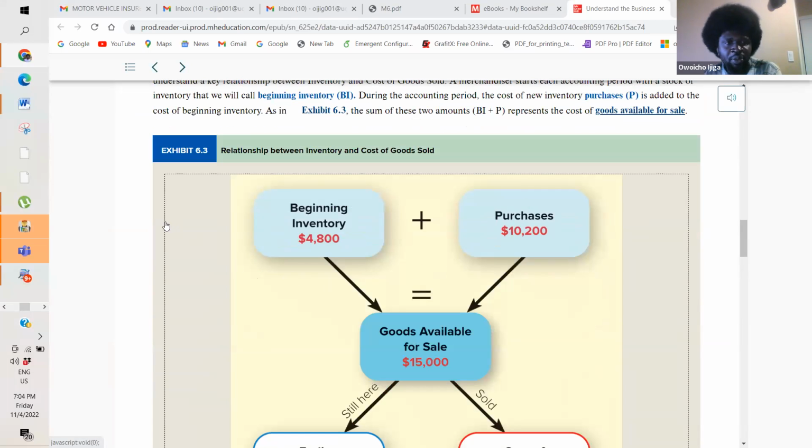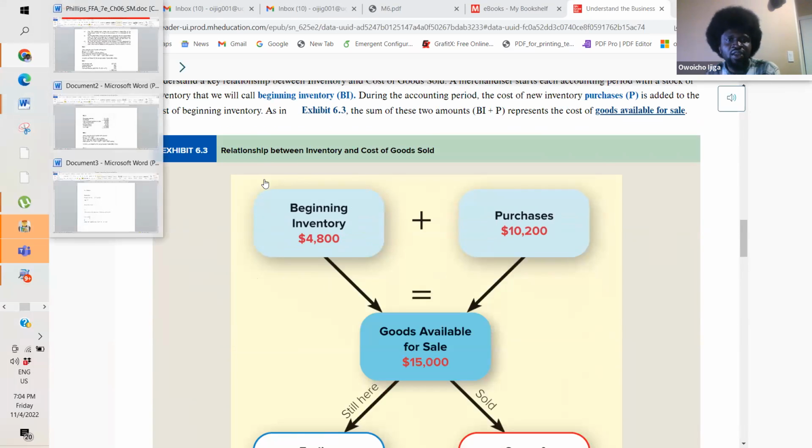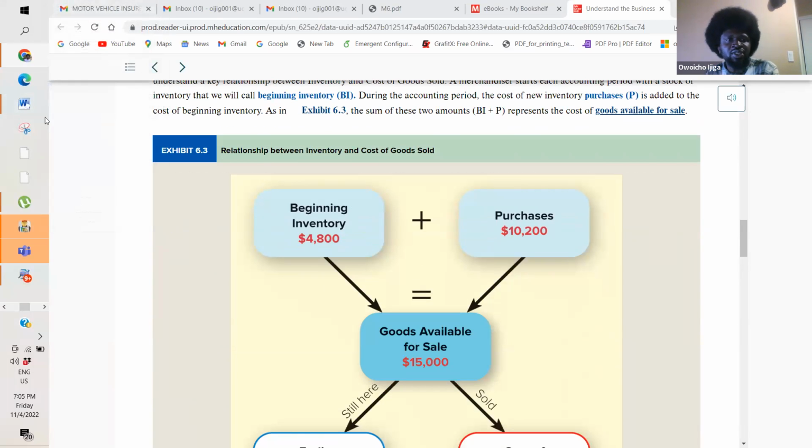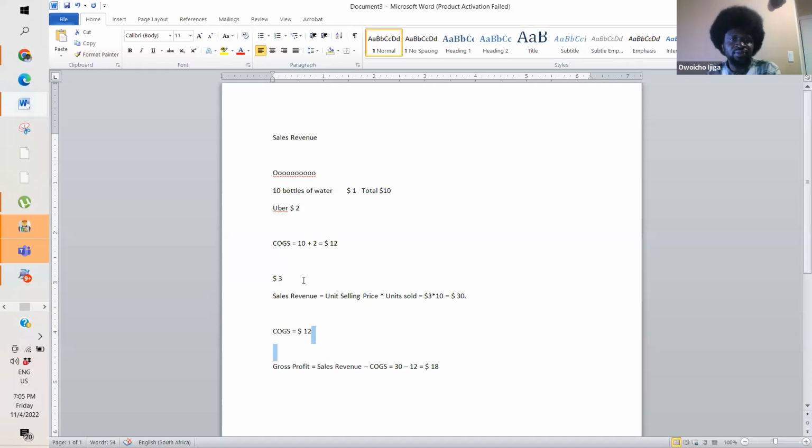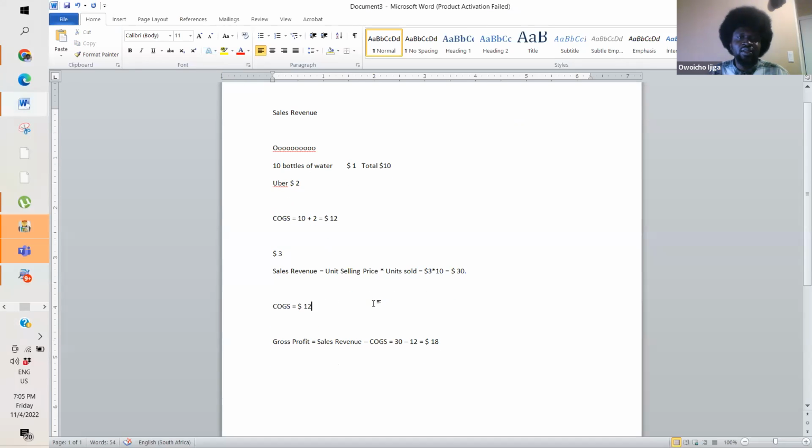Let me open that example that I gave to you. There are some key terms that I want us to look at here. Let's use that to explain the inventory system.